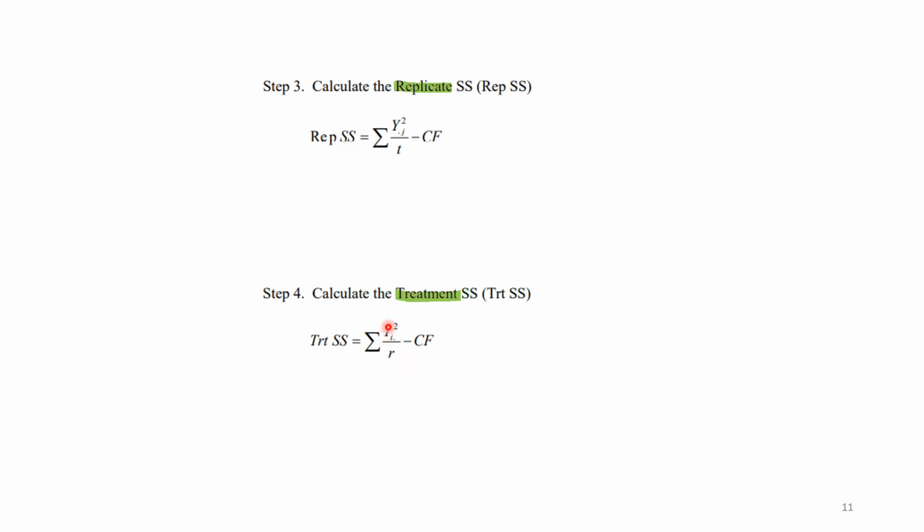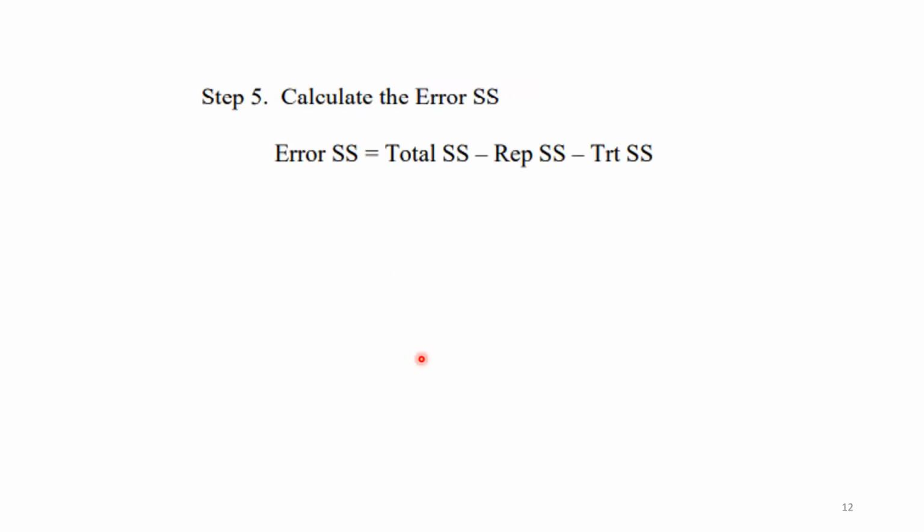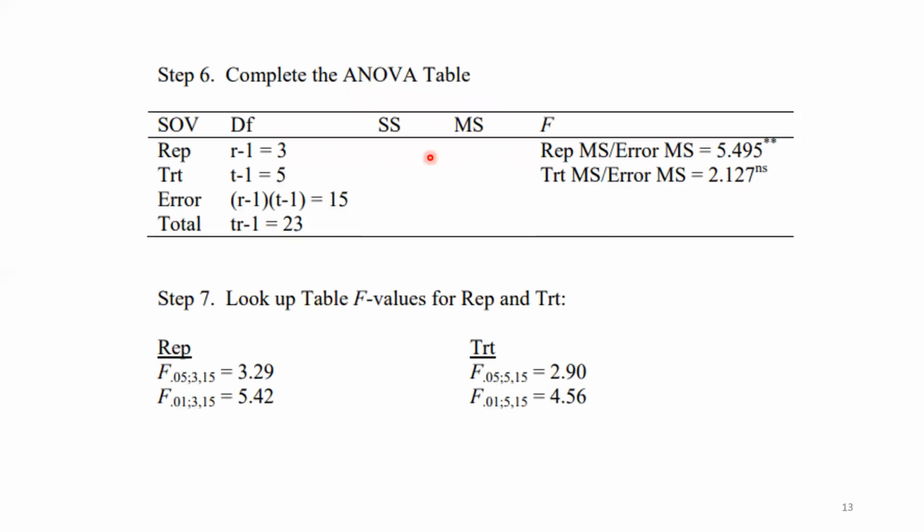So here we are having the complete design, so this amount will be the same for each one. Finally, you can reduce the correction factor from that. And the fifth point is to calculate the sum of square of error. There, you need to reduce both the replicate sum of square and the treatment sum of square from the total sum of square. Okay, this is the ANOVA table we should create.